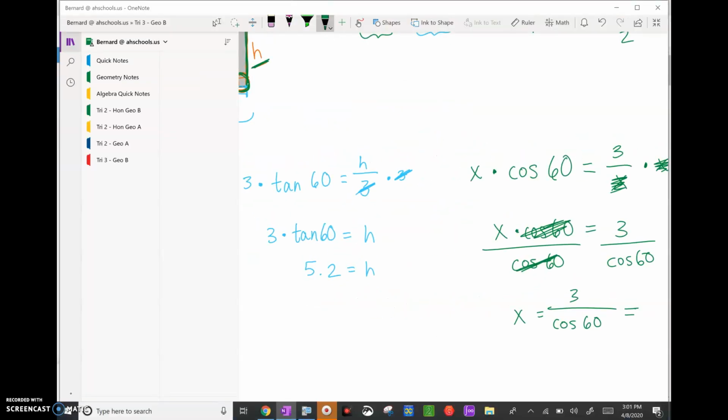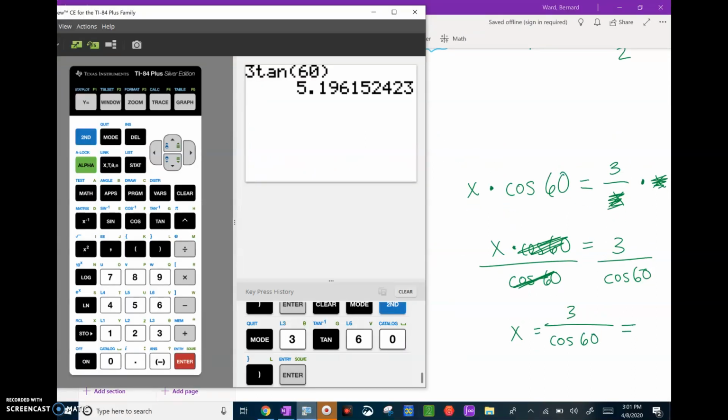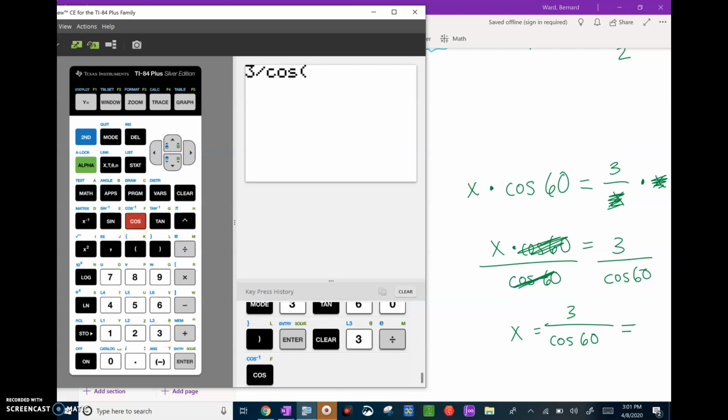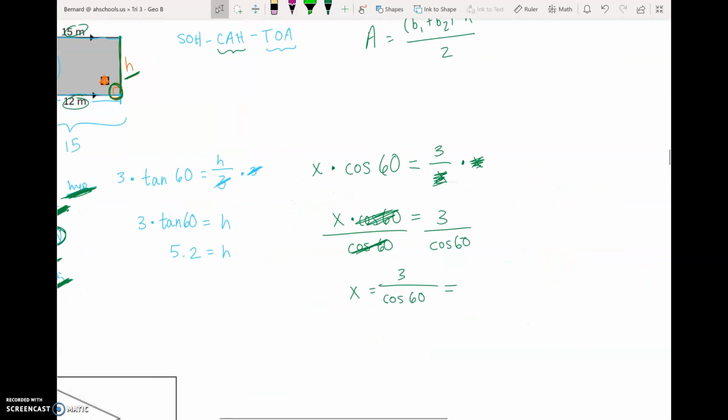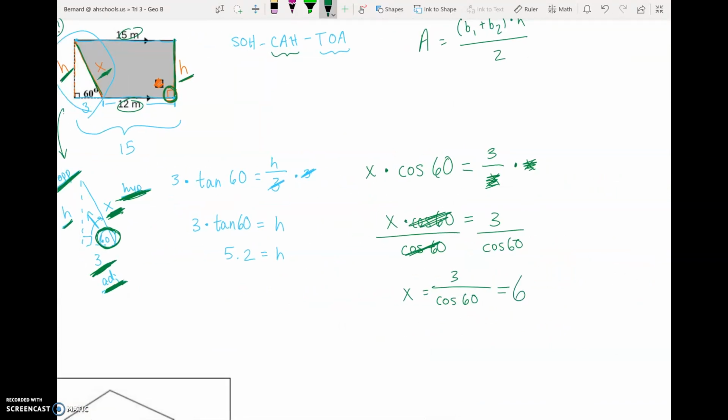So let's do that real quick. Grab the calculator. Remember to be in degree mode. We talked about that in the last video. So mode, search for degree and radian, highlight degree, and hit enter on it. And so again, we just want to type in 3 divided by cosine of 60, close the parentheses and hit enter, and we get 6. We get 6 for x. And so come back here and we'll write that down.